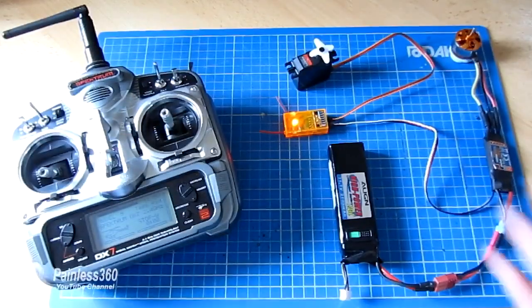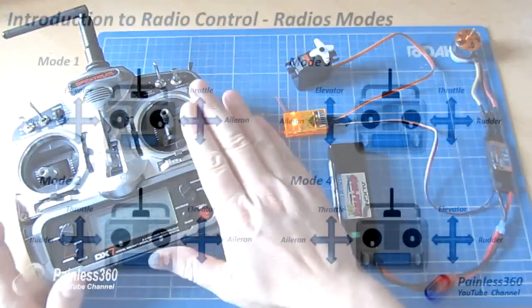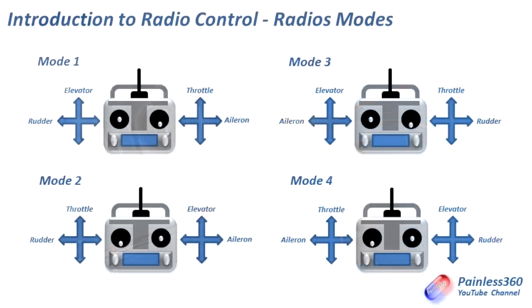So first of all, let's talk about modes and what the modes are on the radio. So the four modes that you'll come across are on the screen now. Modes 1, 2, 3 and 4. My radio is a mode 2 radio, which is very common in Europe and North America, where it's the throttle on the left hand side along with the rudder, and the elevator and aileron on the right hand stick.